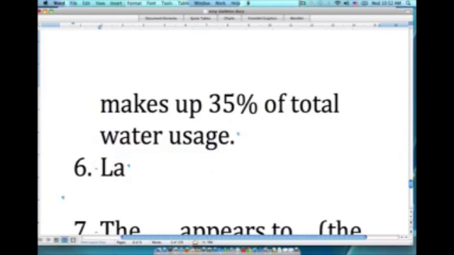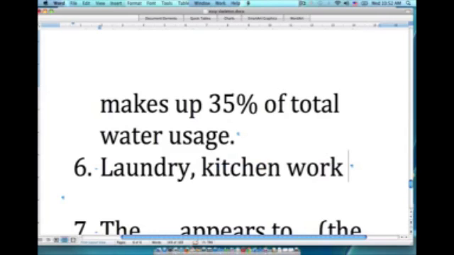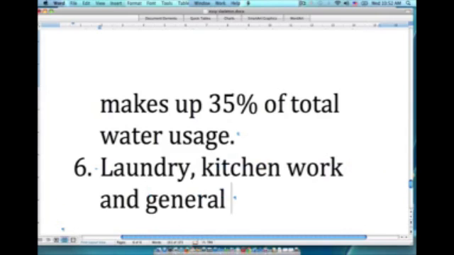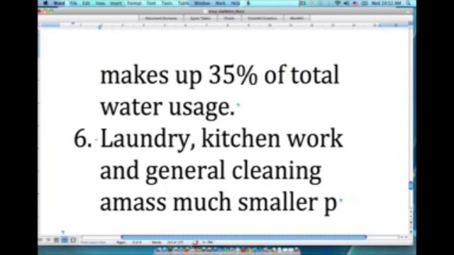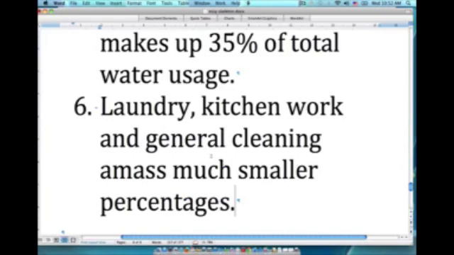So let's just start with something like laundry, kitchen work, and general cleaning. Amass much smaller percentages. Okay? Laundry, kitchen work, and general cleaning amass. Amass is another good word to know when you need to group a few smaller figures together. So amass just means kind of collectively they are much smaller percentages.